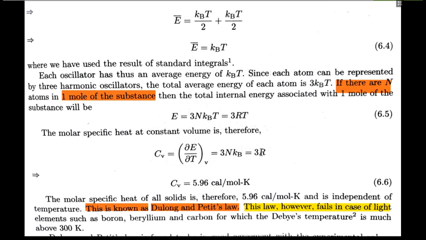But as I told you in the beginning, this is not true for lighter elements, as it is written in the bottom part of the slide, that this law however fails in the case of lighter elements like boron, beryllium, carbon, etc. With this, the classical theory of specific heat is finished. The next theory will be Einstein's theory, and that would be my last lecture.